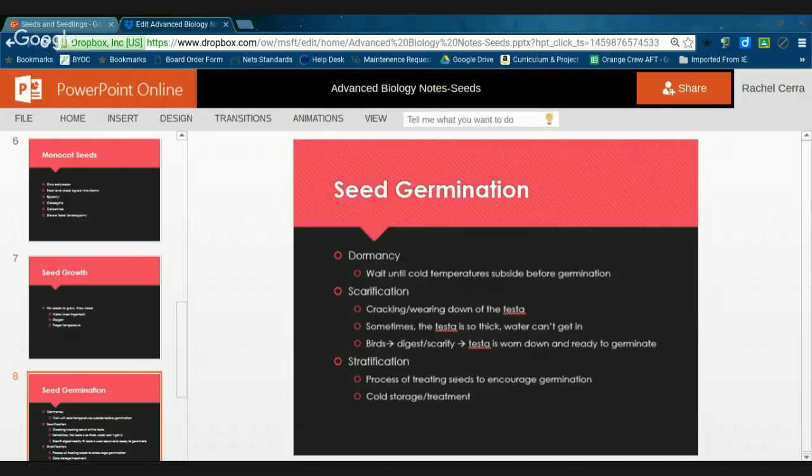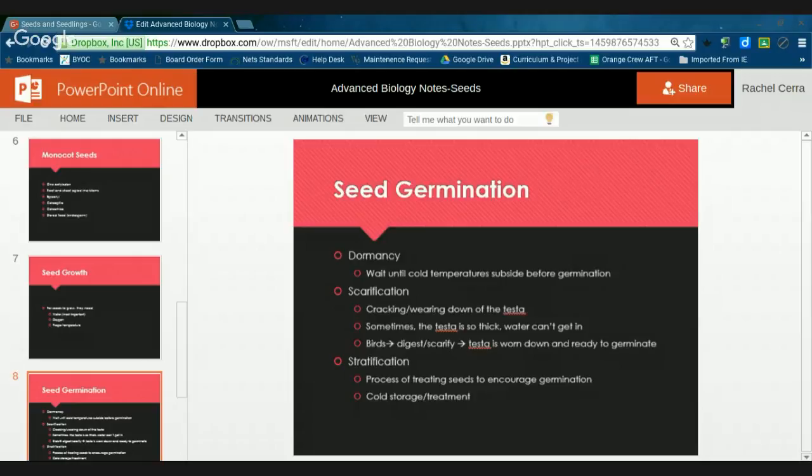So, scarification, my guess is you might be familiar with this as well. Sometimes the testa has to be broken down a little bit more because it's super, super thick or super tough for whatever reason. And so it needs additional cracking or wearing down in order to allow those cotyledons to emerge and the foliage to be produced and to encourage that seed to just start growing.